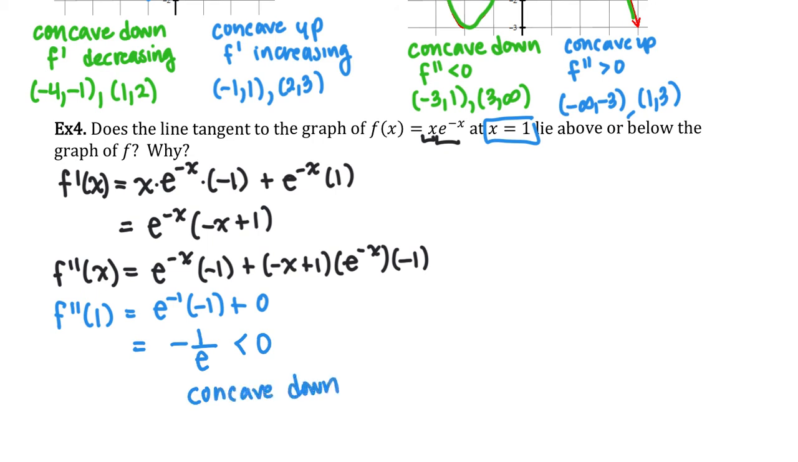So let me reread the question. Does the line tangent to the graph of f of x at x equals 1 lie above or below the graph? Okay, so let me imagine this is a concave down graph, even though I have no idea what it looks like. If I drew a tangent line to the graph, the line is always above the graph. So let's go ahead and answer the question. Does the line tangent to the graph lie above or below the graph? Above the line. No, above the graph.